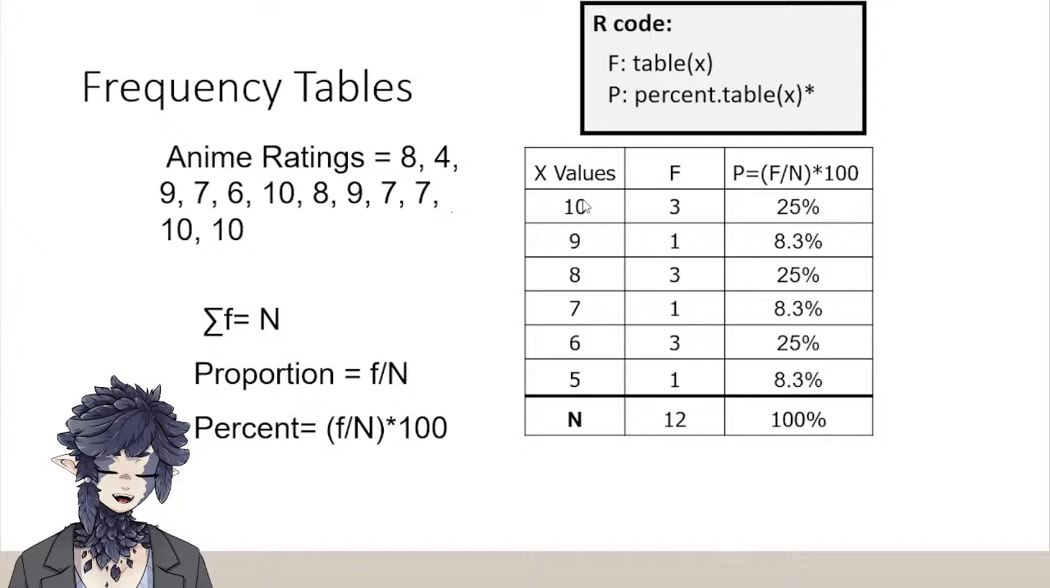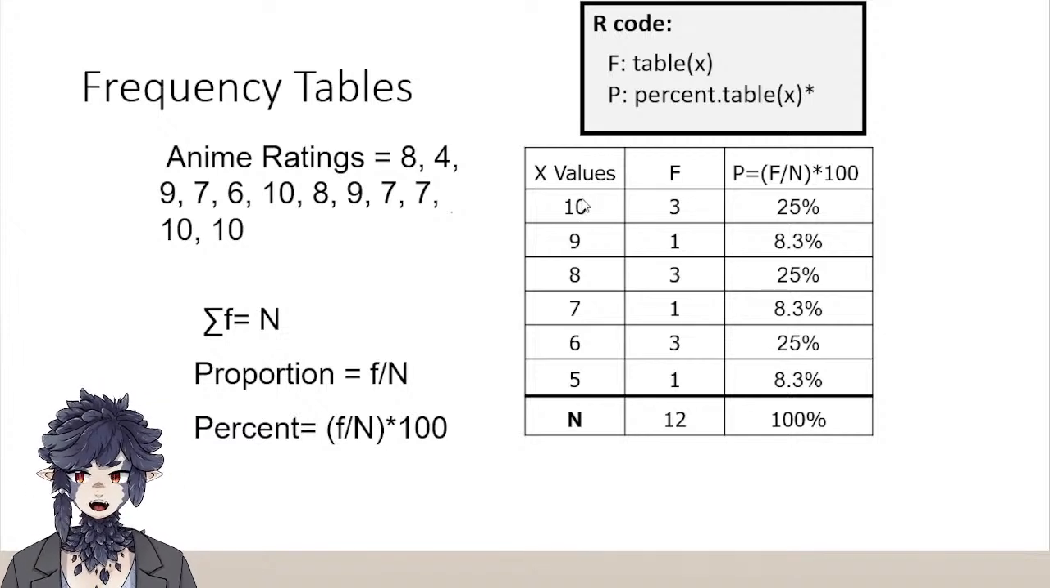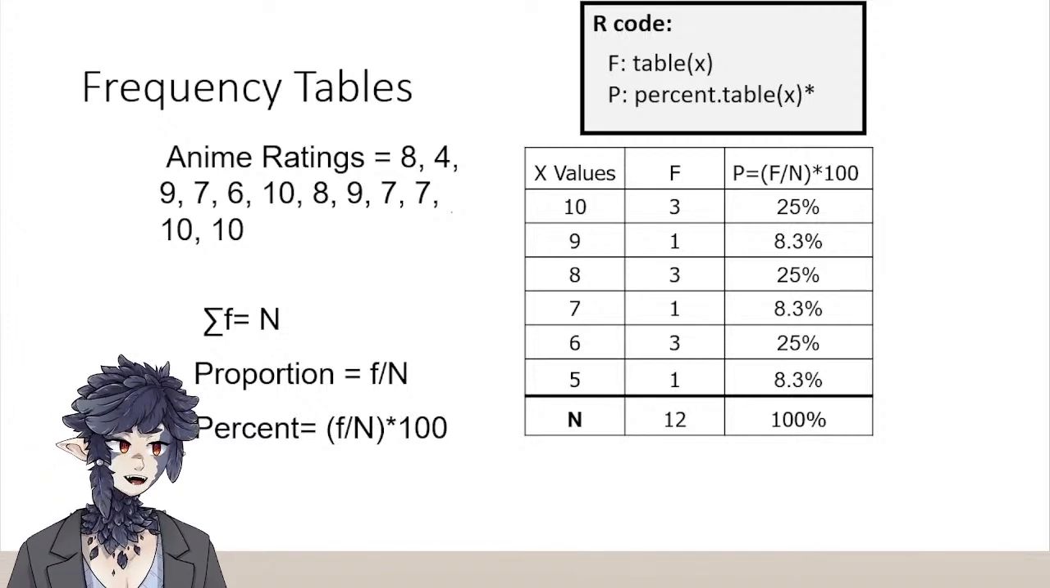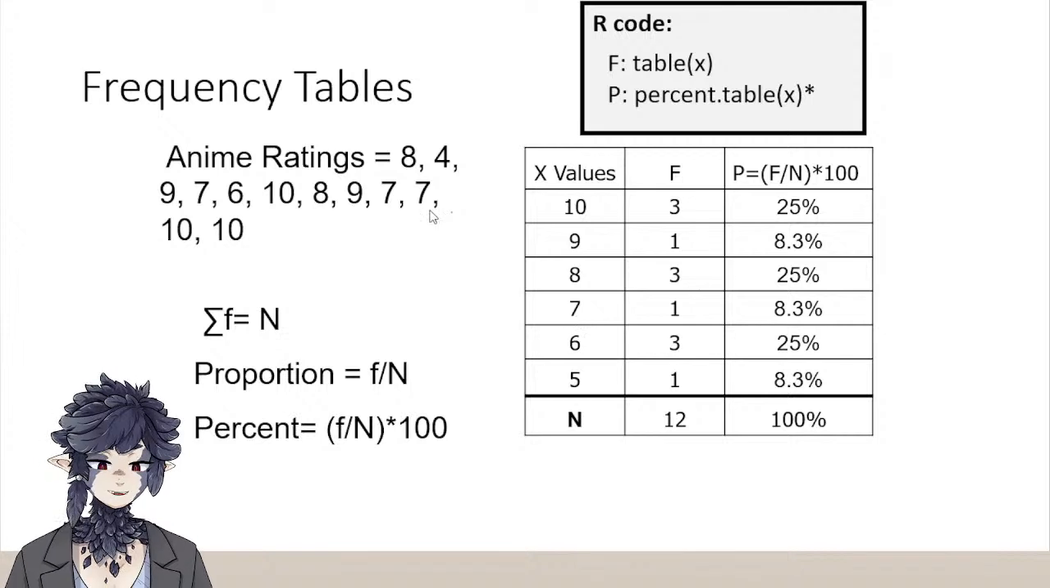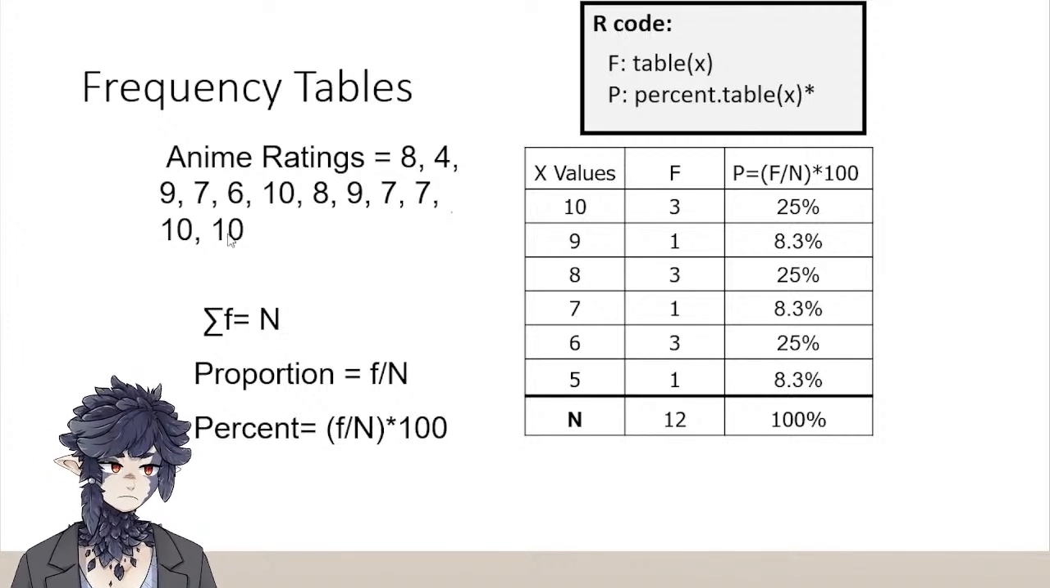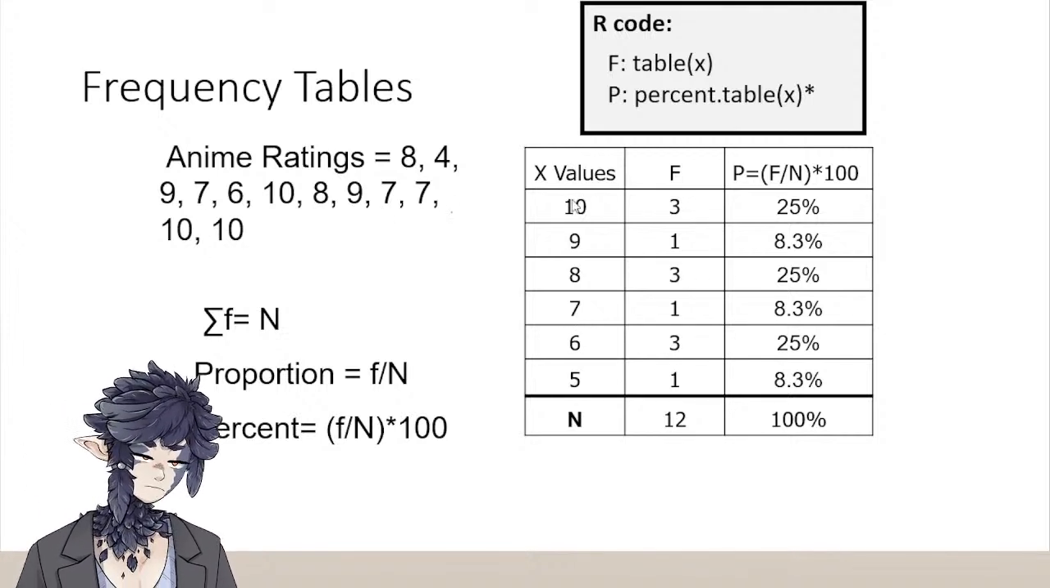Here we have X values. X typically refers to just a score in a data set. So these are all the possible values of all the scores in the data set. Some people, or some anime, were rated 10s, so that's a value.